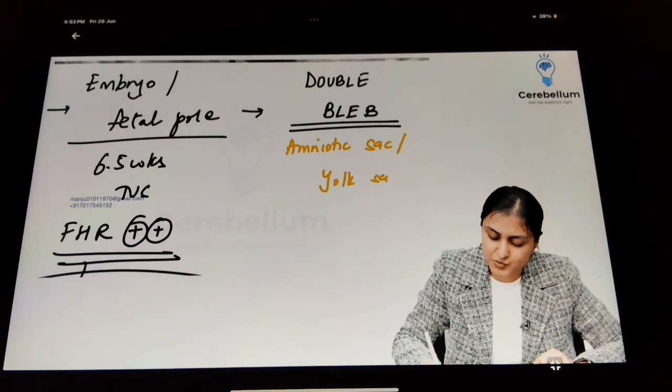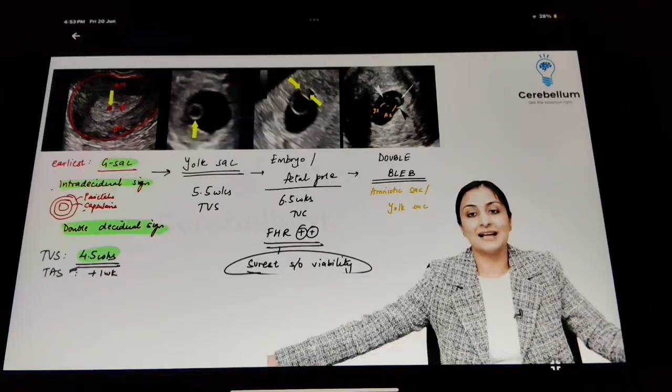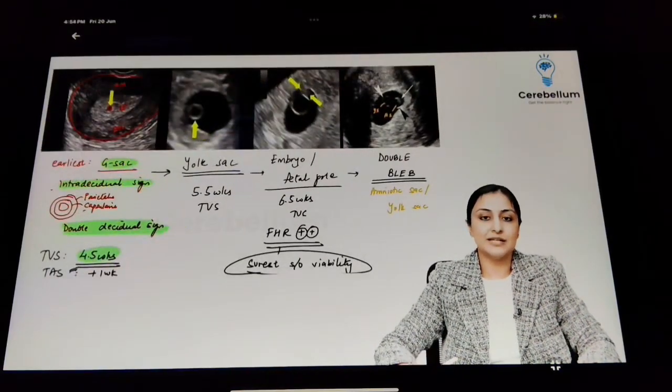yolk sac. Frequently, the options will say G-sac, yolk sac. Those are not the two blebs. It's amniotic sac and the yolk sac, right? So this is what is the evolution, and you get many questions from these.